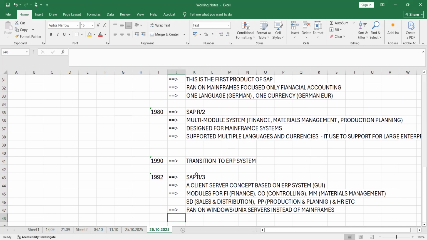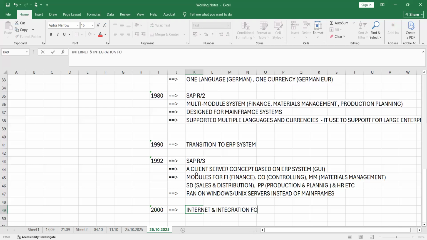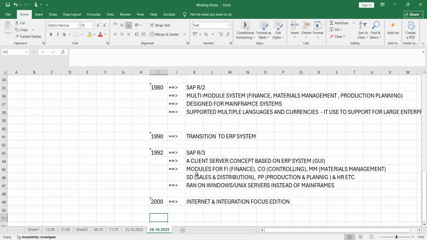And next, in 2000, SAP came up with a new product, IES. In 2000, they came up with IES or IIF. So what is it? Nothing but the Internet Edition, the online edition, right? Internet and Integration Focused Edition. Here, everything became online around 2000.